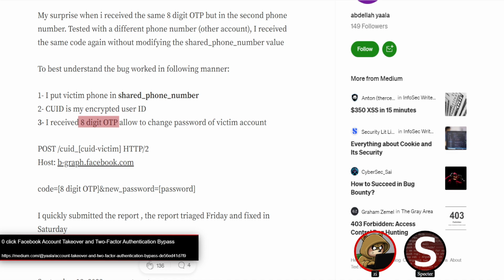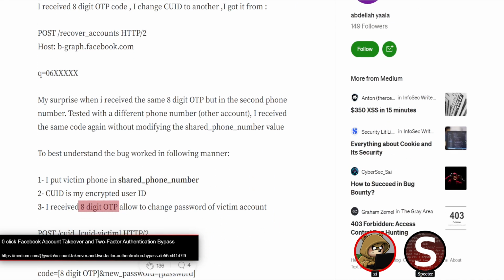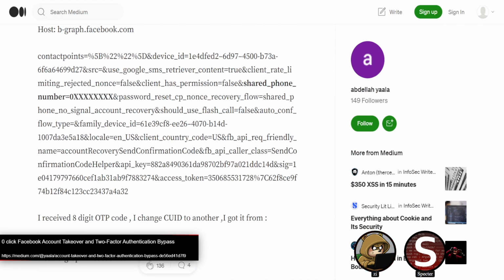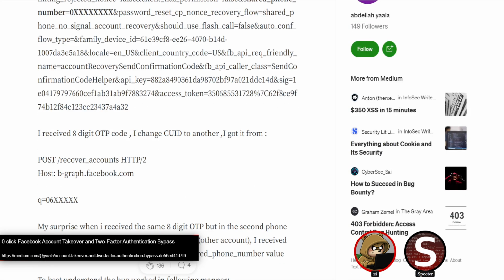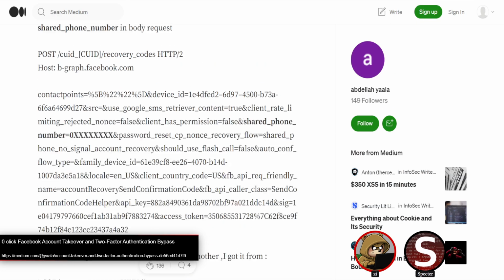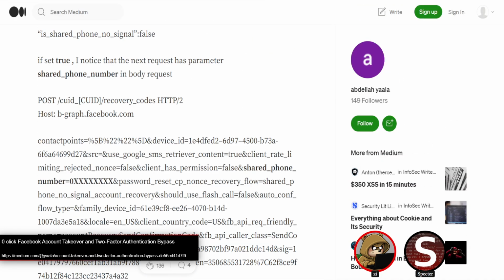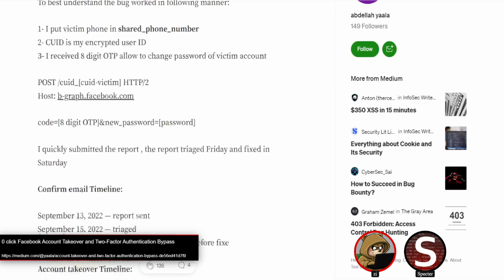Now I'm not sure what's going on there. The post isn't super clear. They apparently received the same 8-digit OTP on a second phone number, so it sounds like it's sending it to two locations. Although in that case, I'm a little bit confused there, but it is one of those cases of just tampering with the parameters and seeing what happens. So I at least wanted to call it out here.